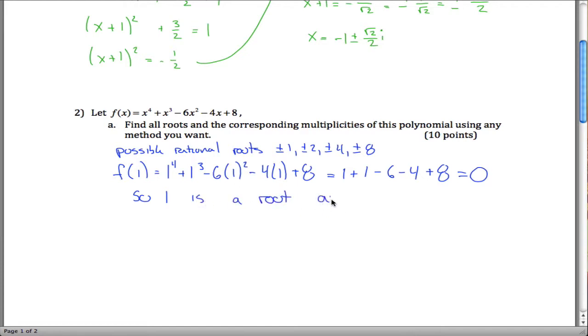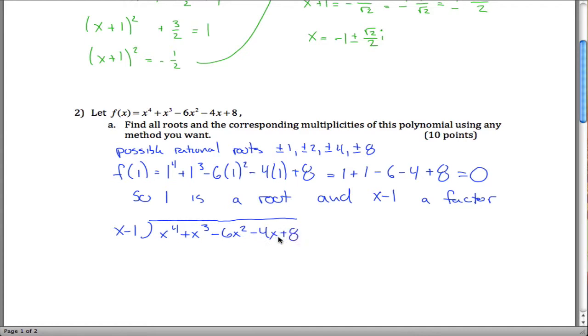So 1 is a root and x minus 1 is a factor. And now that I know that x minus 1 is a factor, I can use polynomial long division and do x minus 1 divided into x to the 4th plus x cubed minus 6x squared minus 4x plus 8. If I want to get rid of this x to the 4th, I better put an x cubed up here. X cubed times x gives me that x to the 4th.